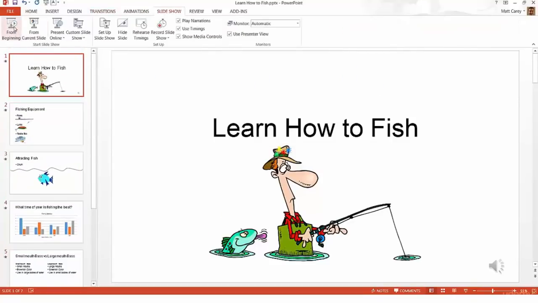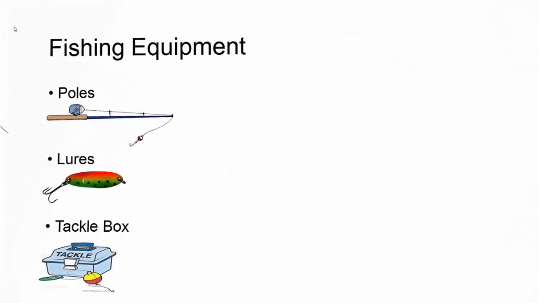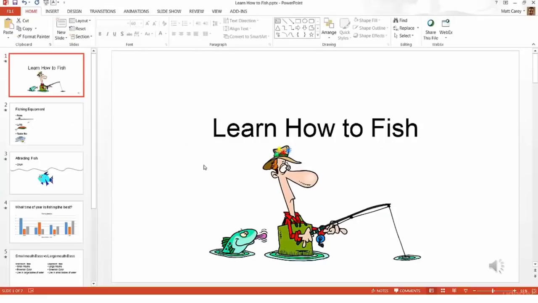Go to slideshow and play it from the beginning just to make sure that I applied the transition correctly. And there you go. Alright, so at this point we can do Control S to save our project, or hit the save button up top, and your slideshow is ready to present.